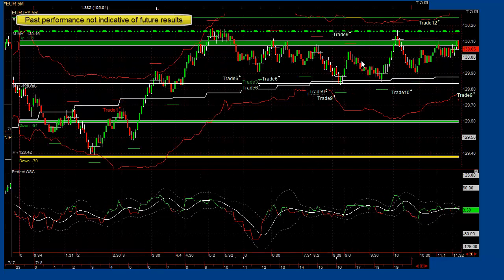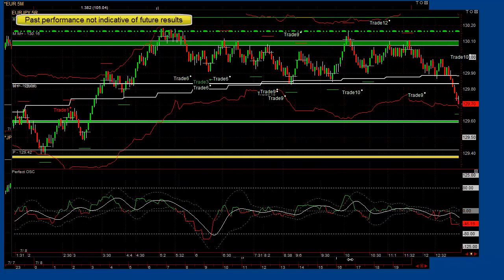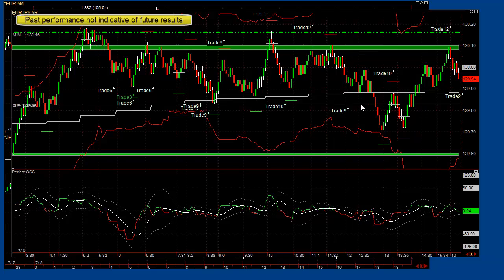Trade number 9. Market pulls back 15 pips. This entry right here goes up 10 or 12 pips. This pullback here is kind of going sideways. Actually, it eventually worked. This trade right here failed. This trade right here went down 10 pips.